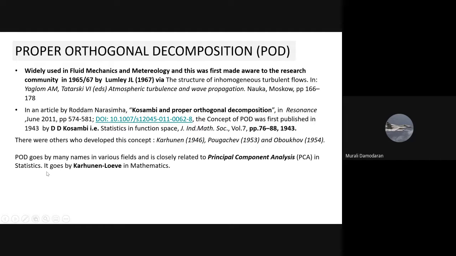POD goes by many names in various fields. In statistics, it is called principal component analysis, PCA, which you see a lot in machine learning and so on. In mathematics, it goes by the Karhunen-Loeve method. These were some of the early developers of this technique.